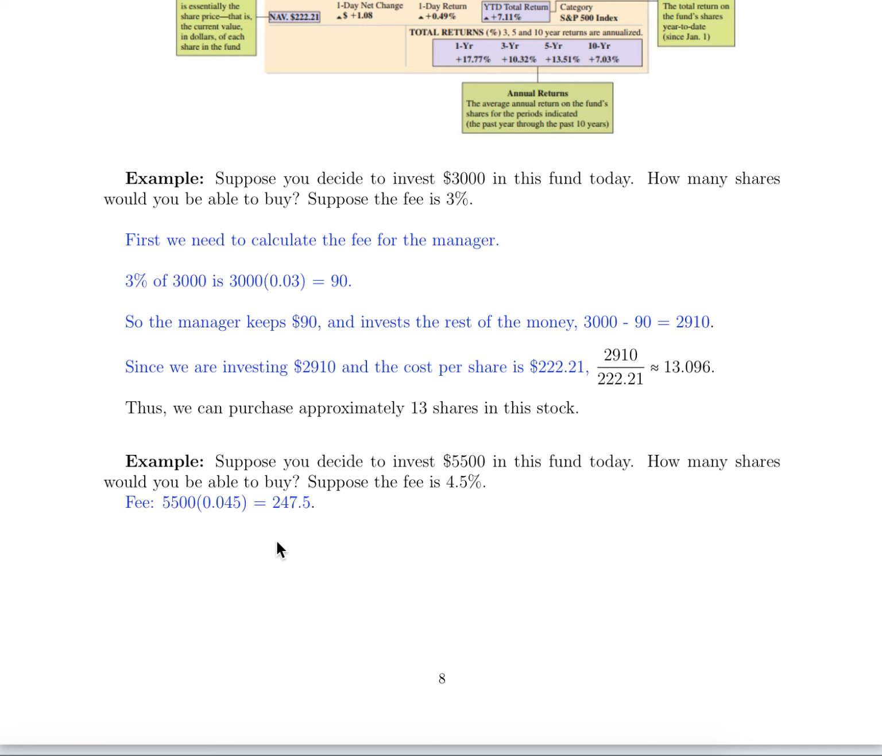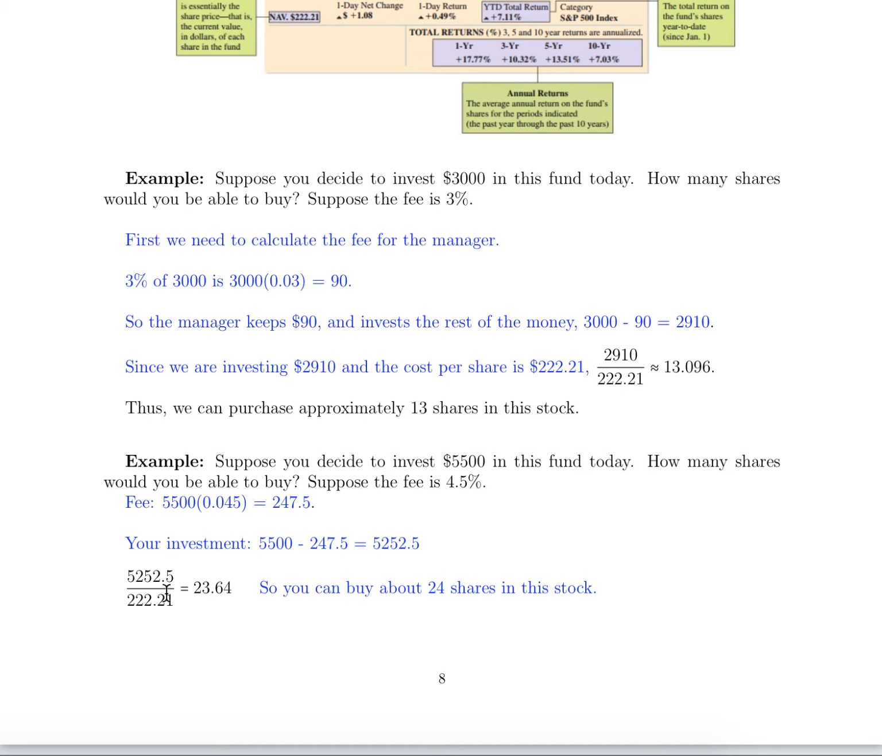So the manager is taking $247.50. That means your actual investment is going to be $5,500 minus the manager fee, which is going to be $5,252.50. Finally, we can just divide this to figure out how many shares we need. So 5,252.50 divided by 222.21 is 23.64, so we can buy about 24 shares of the stock, approximately 24 shares.